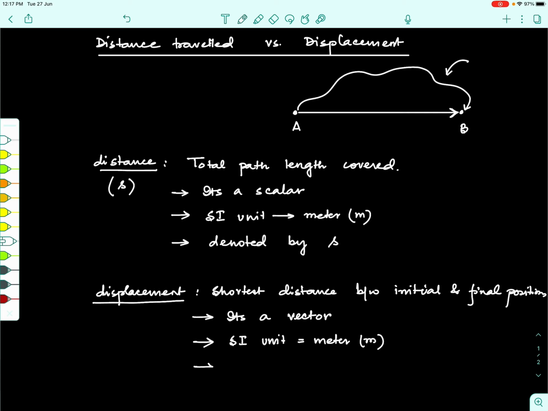And how do we denote it? We denote it using the same letter S. But this time, since this is a vector quantity, we'll put a small vector sign over it. So vector S denotes displacement of a body moving from one position to the other. Now let us understand these two terms more clearly by taking a few examples.